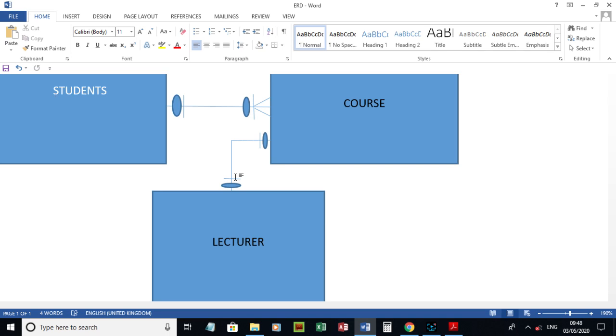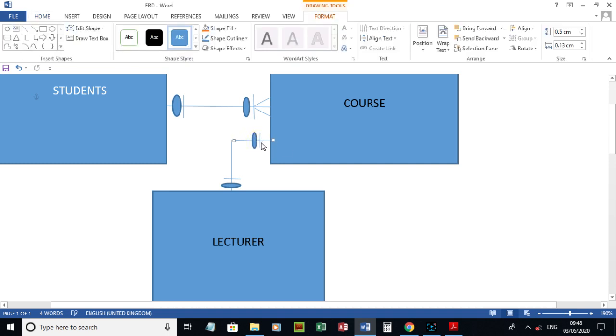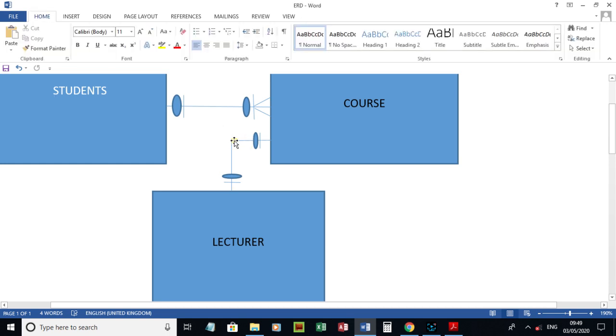Sometimes the lecturer must have the skills to teach other courses as well. So we have to make it in such a way that the lecturer will be able to teach many courses. Okay, at least 1 lecturer should be able to teach many courses, or many courses should be able to be taught by 1 lecturer. So if that is the case, let me put this one here. I think the design is all right. Okay, and then this one must also be there, and then you bring this one also there, and then you bring the 0. So 0 or 1 course is assigned to 1 lecturer.